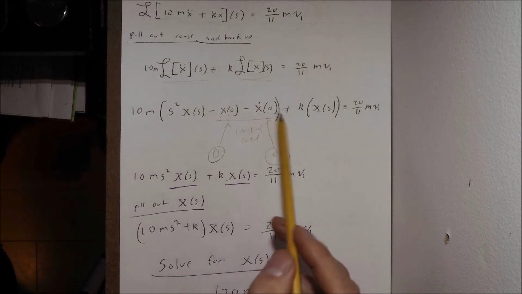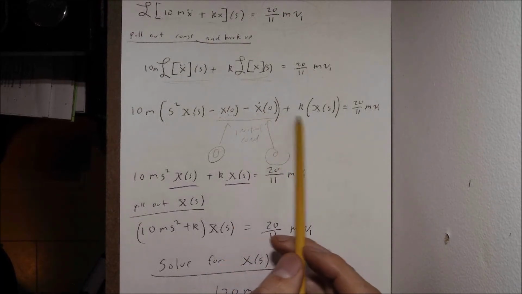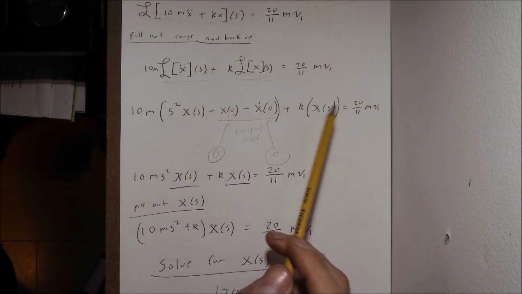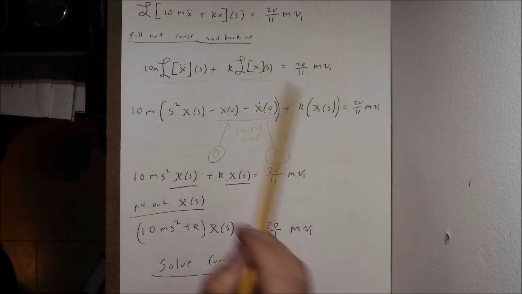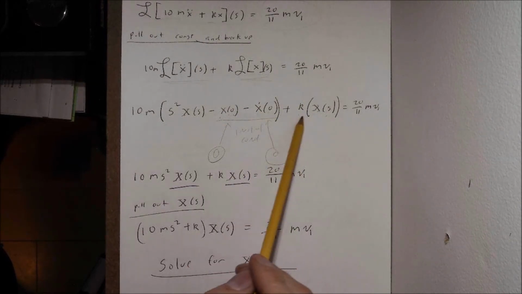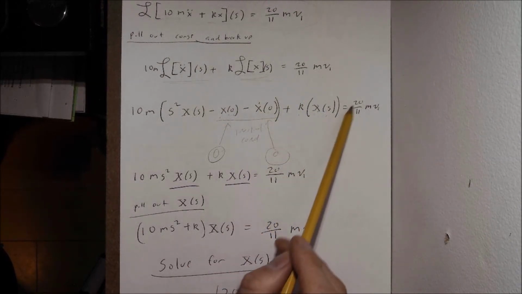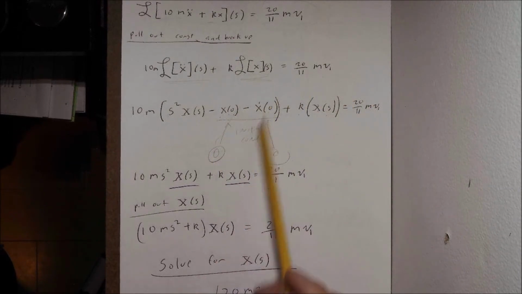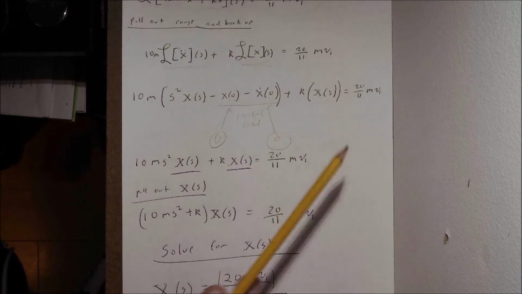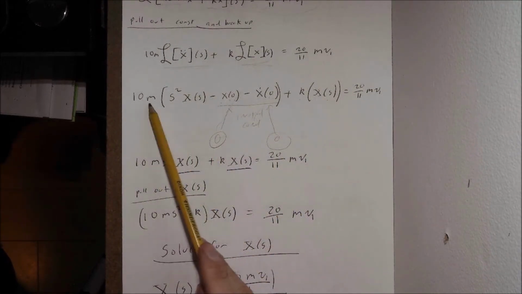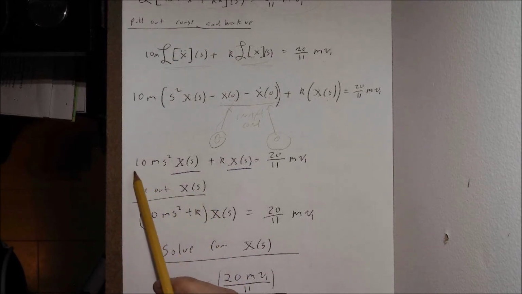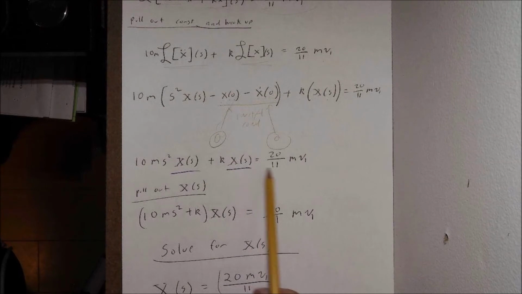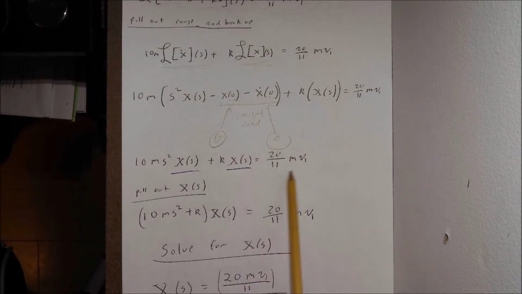So both of those terms go away. This is added to our k times our x of s over here, from our general form for Laplace. So this ends up just being equal to our right-hand side of the equation, 20 over 11 times mv1. So we can reduce and simplify. Again, these two terms will go away. Reduce this down here, and when I distribute my 10m through this, we end up with 10ms squared X(s) plus k times X(s) equal to the right-hand side of the equation, 20 over 11 times mv1.